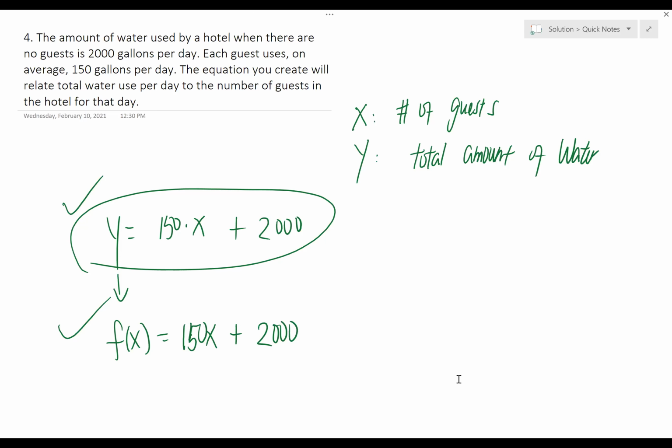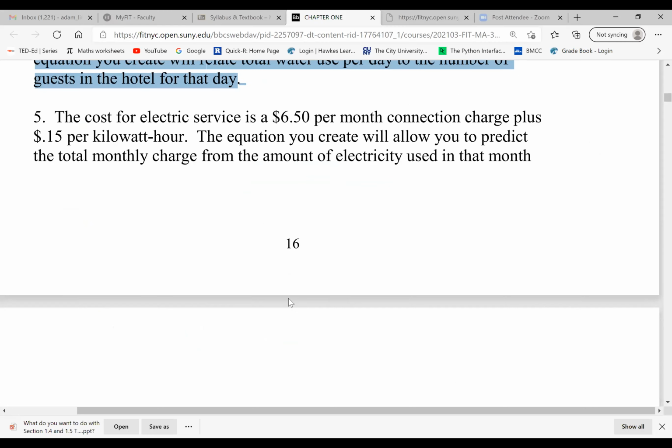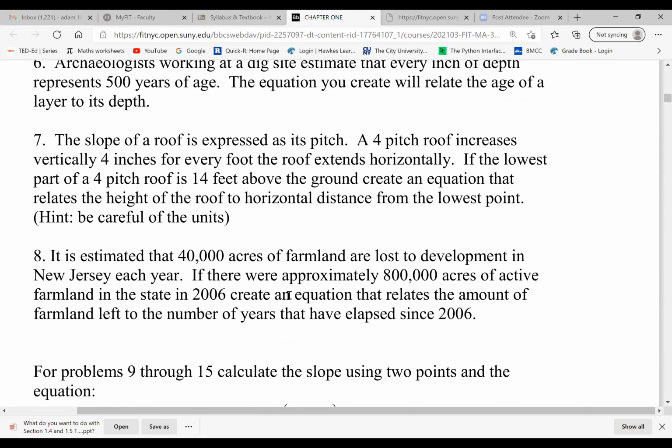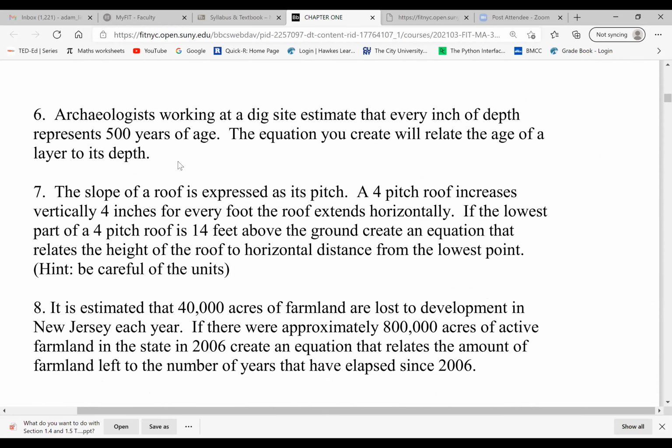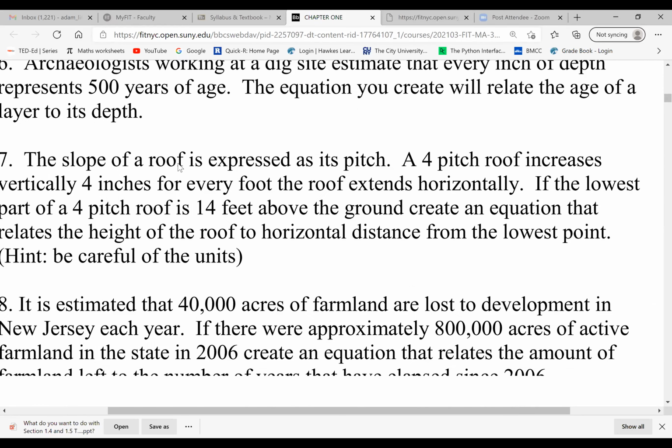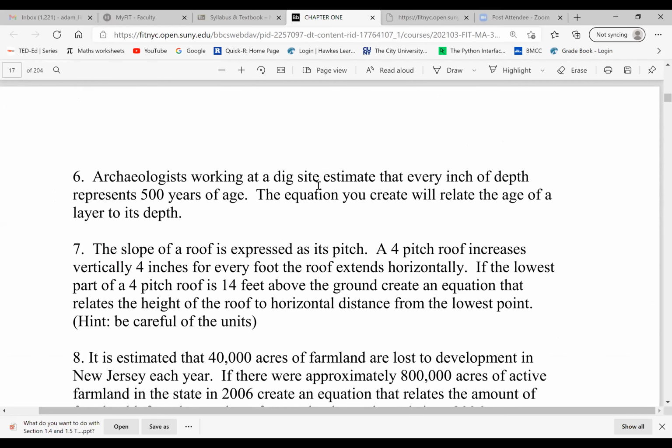All right, let's see. Any other interesting, maybe question 6. Okay. Question 6, archaeologists working on a dig site find that every inch of the depth represents 500 years of age. The equation you create will relate the age of the layers to its depth. So any suggestion for this?